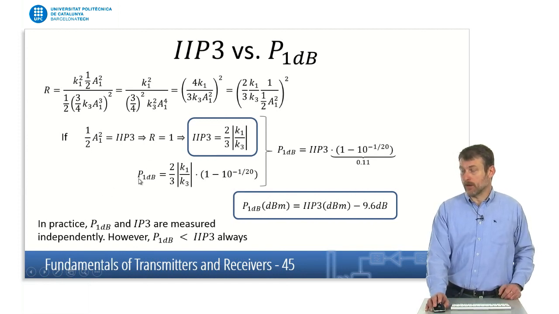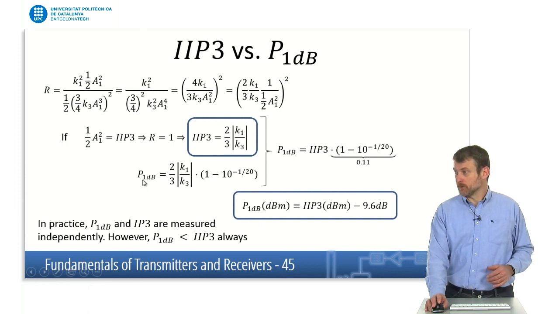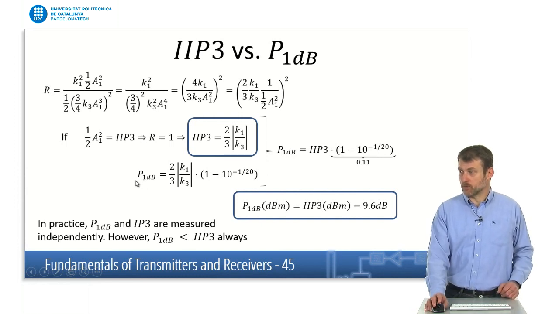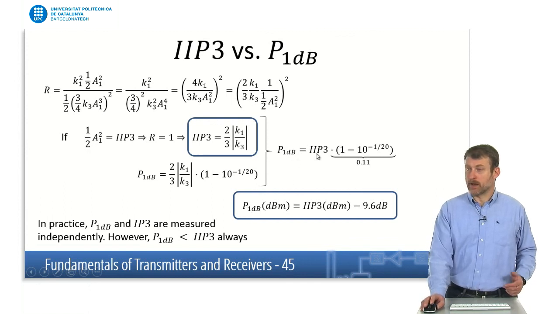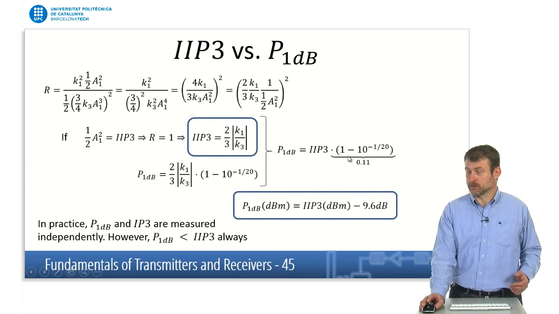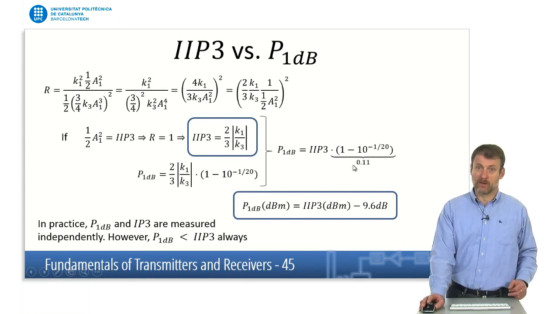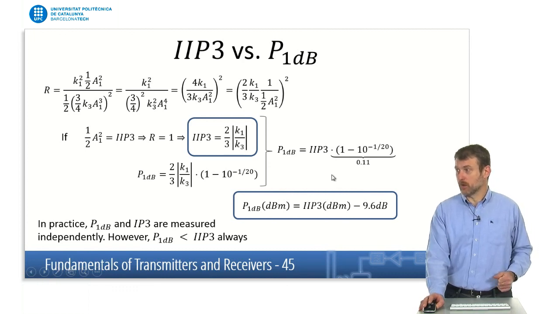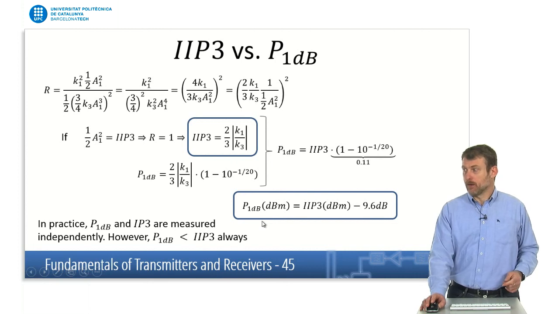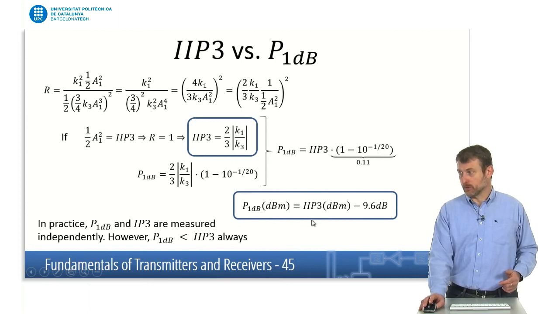On the other hand, recall that in previous sections of this lecture, we found that P1 dB followed this equation. So both parameters are very closely related. P1 dB equals IIP3 multiplied by this factor, which turns out to be 0.11. If we convert this to a logarithmic scale, we will see that the 1 dB compression point equals the third order intercept minus 9.6 dB, right?